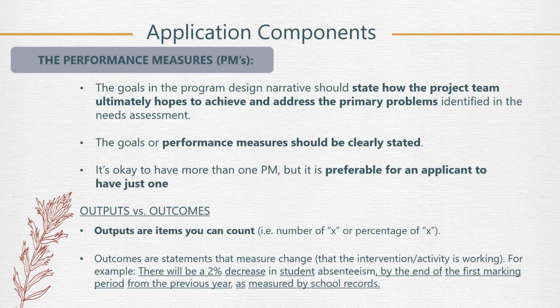So our example here is there will be a 2% decrease in student absenteeism by the end of the first marking period from the previous year as measured by school records. So that's an outcome. So this is something that's a little bit more qualitative.